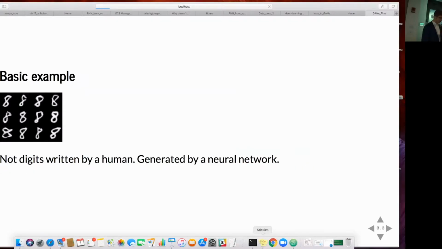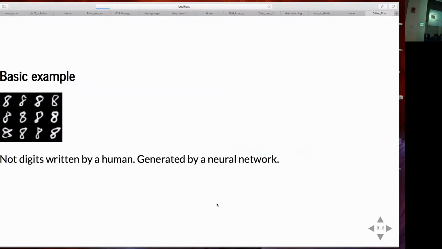What is a really basic example of what they can do? Who here is familiar with the MNIST data set? Okay, everybody, right? You can generate MNIST digits using GANs. These handwritten digits are not actually real digits written by humans. They're generated by a neural network that has learned what images of digits look like.